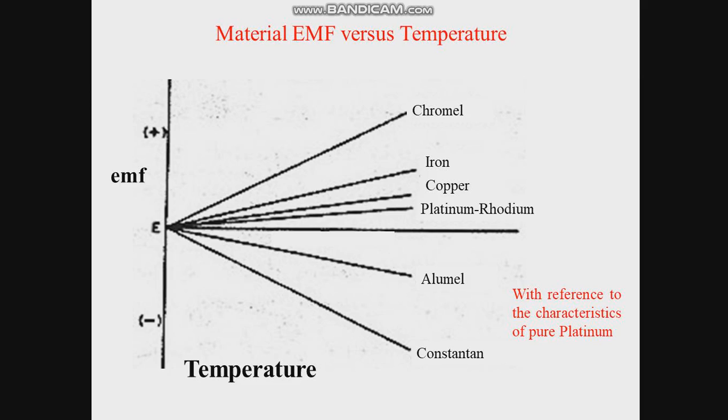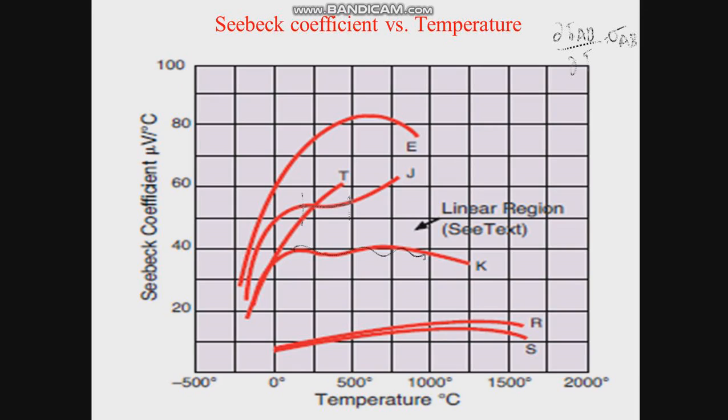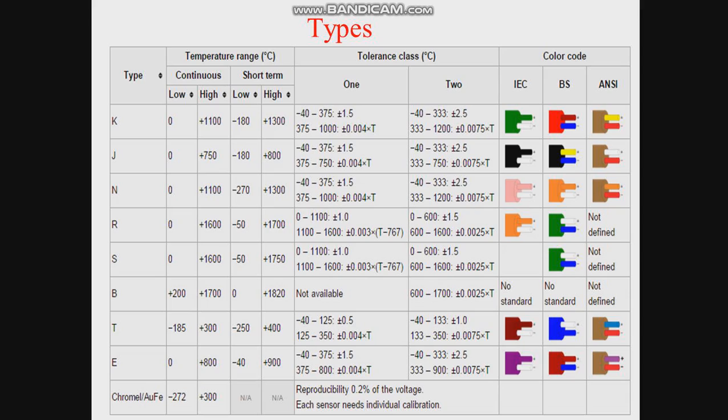This is the characteristic of thermocouples of different materials: chromel, iron, copper, platinum, rhodium, aluminum and constantan. This is the active type transducer. This is the characteristic between EMF induced voltage versus temperature. This is also another characteristic graph of J type, K type, E type, R type, S type and T type. This is a Seebeck coefficient curve versus temperature.